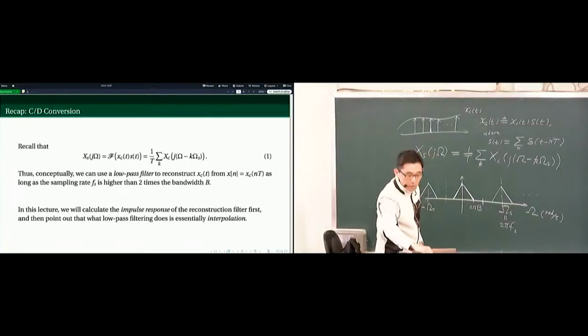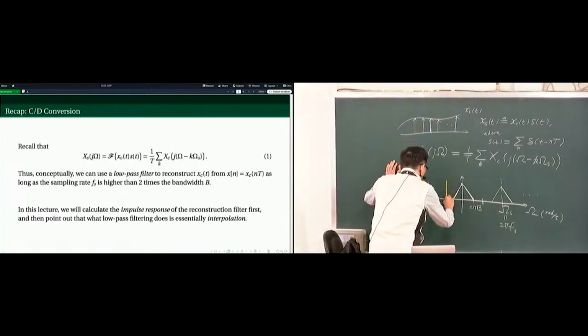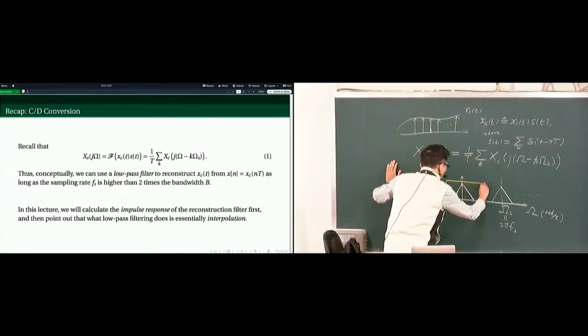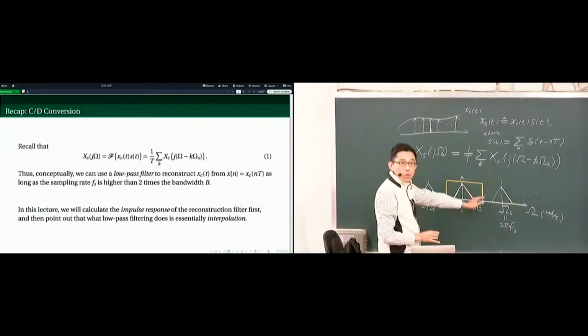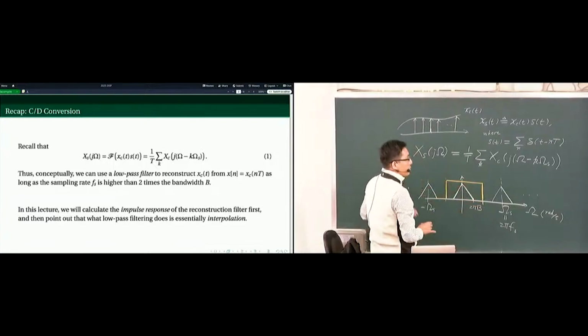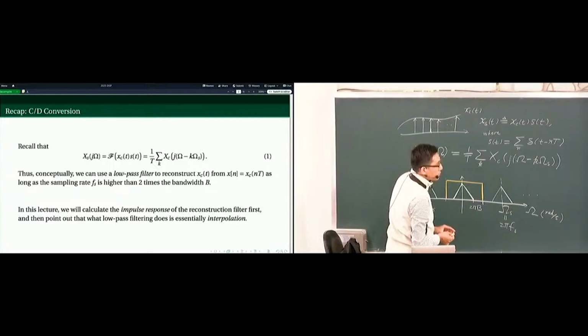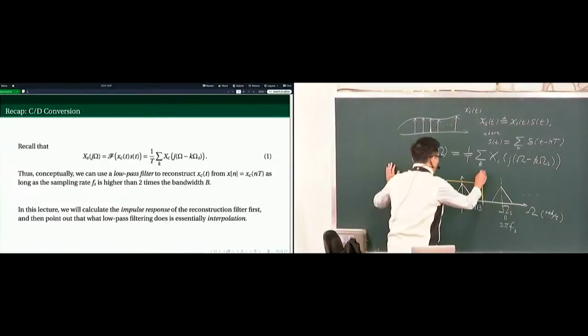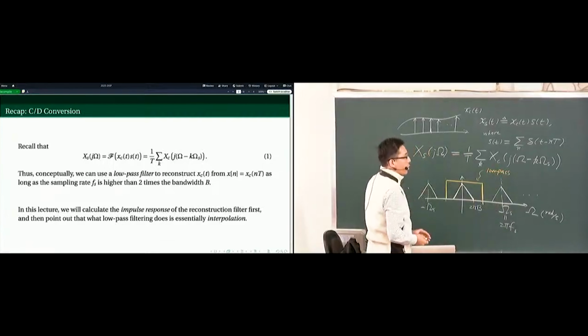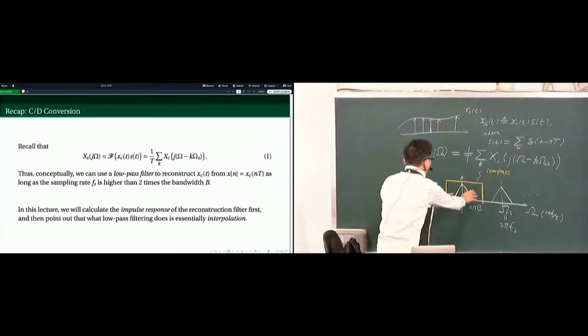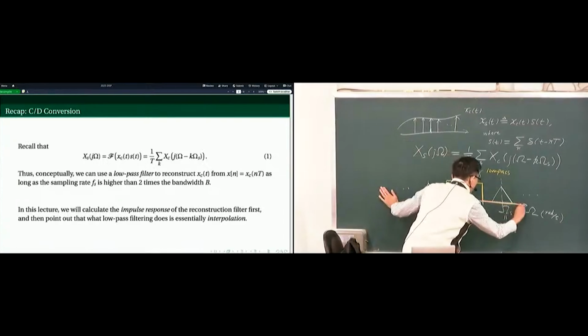We can introduce low pass filtering in the frequency domain. That is to say, I suggest that we multiply the entire extended spectrum with the yellow thing right here. The yellow thing right here is a low pass filter, so that we want to only keep the middle copy while rejecting everything else.